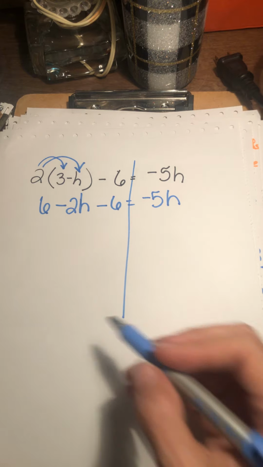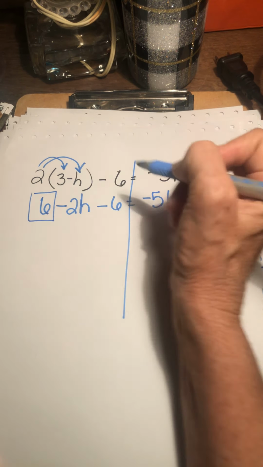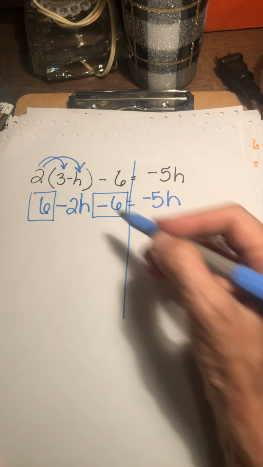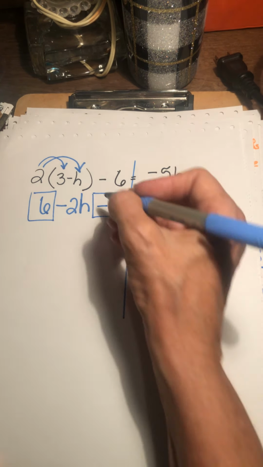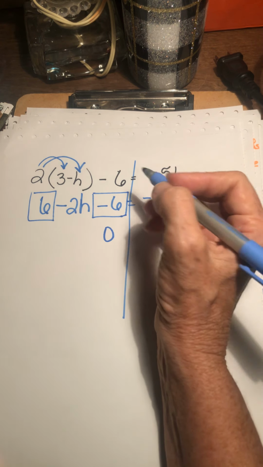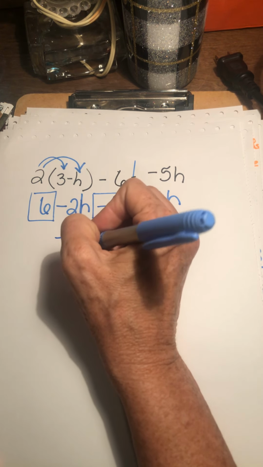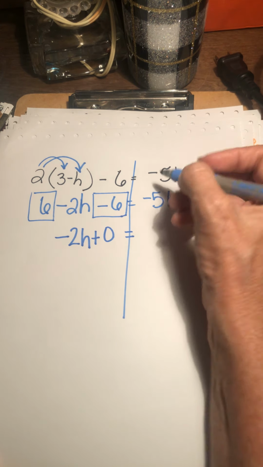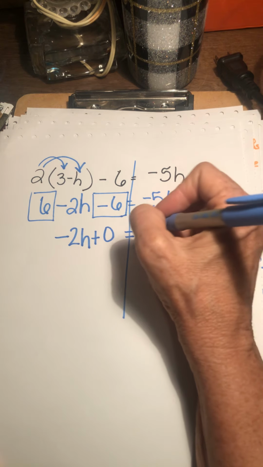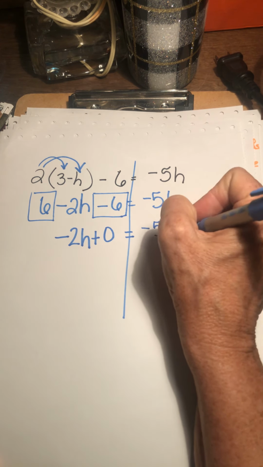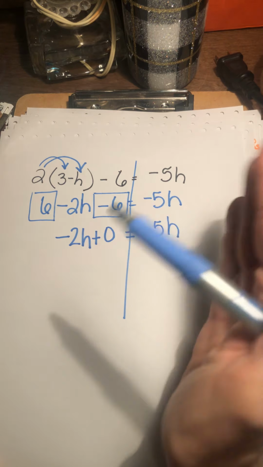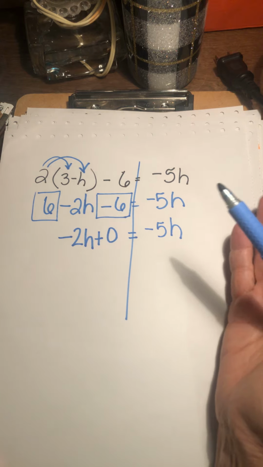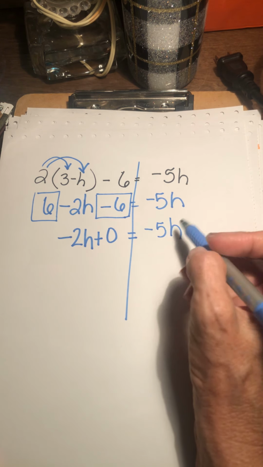Now I'm going to put like things together. I have a 6, and I have a negative 6. 6 minus 6 is 0. Negative 2h on this side, and over here I have negative 5h. Okay, now the answer to this is going to be 0. But at the moment, if this was any other numbers, you would not be able to tell.